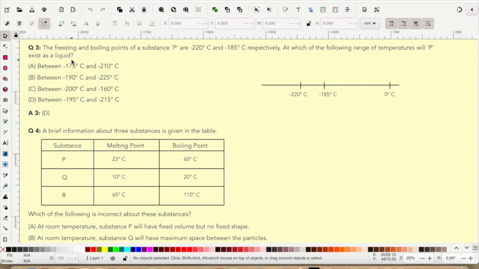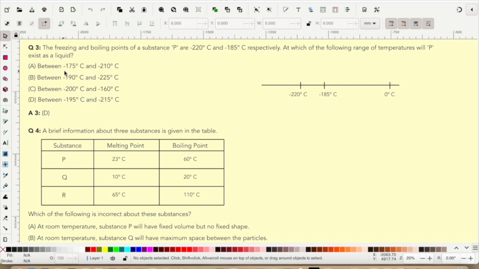Similarly, it is given that the freezing point of substance P is minus 220 degrees centigrade and its boiling point is minus 185 degrees centigrade. Between these two temperatures, it will exist as a liquid. So let us see among options A, B, C, D which is the correct one.